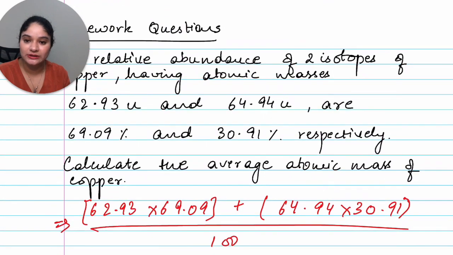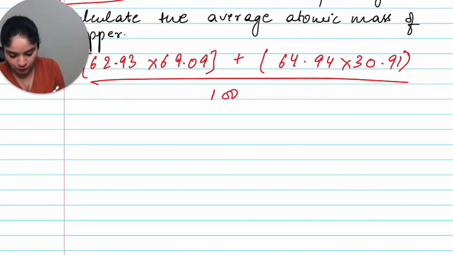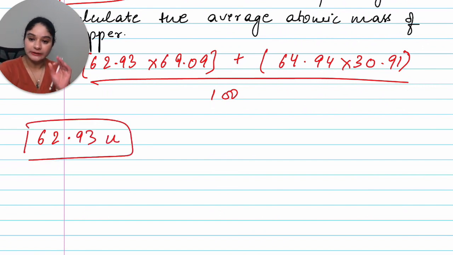So the trick suggested that look at the one that is more in abundance. So that is 69.09. So this atomic mass, I'll simply write that here. 62.93 U. So this is your atomic mass. This was the first trick. That means whatever is in abundance, your answer will be closer to that. Okay. Now the second part of the trick was to calculate the average of the two atomic masses.